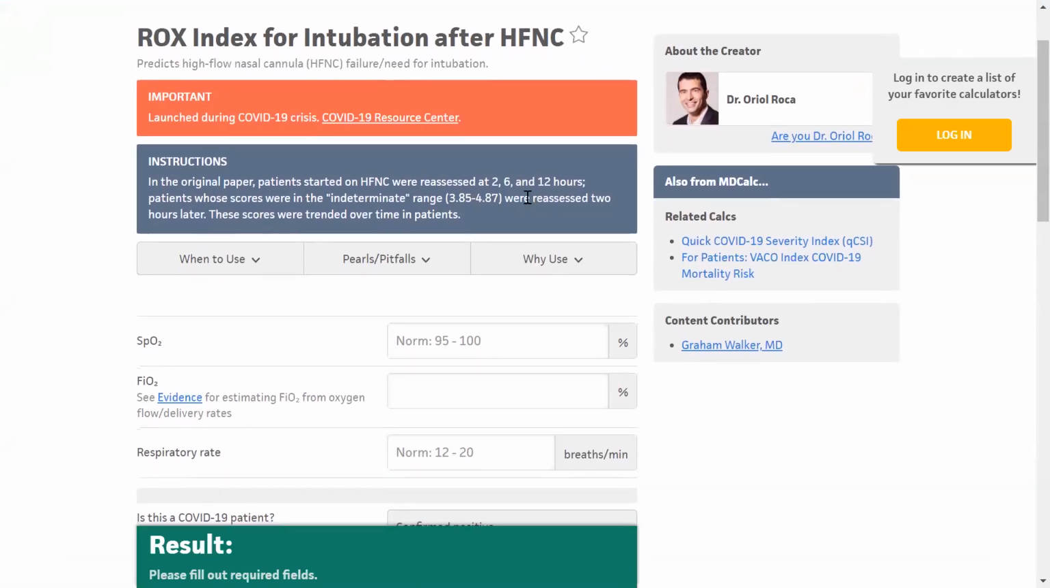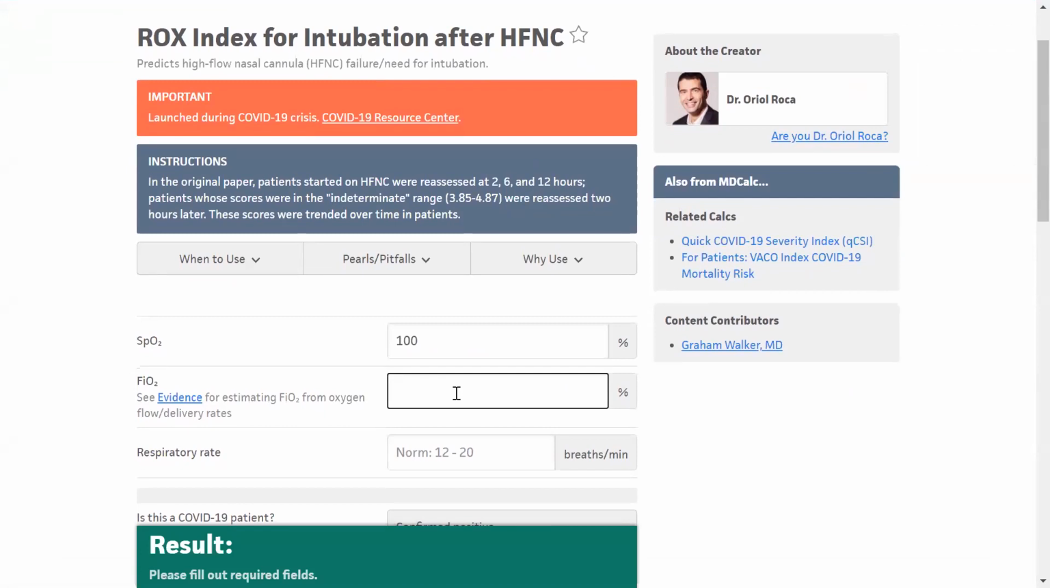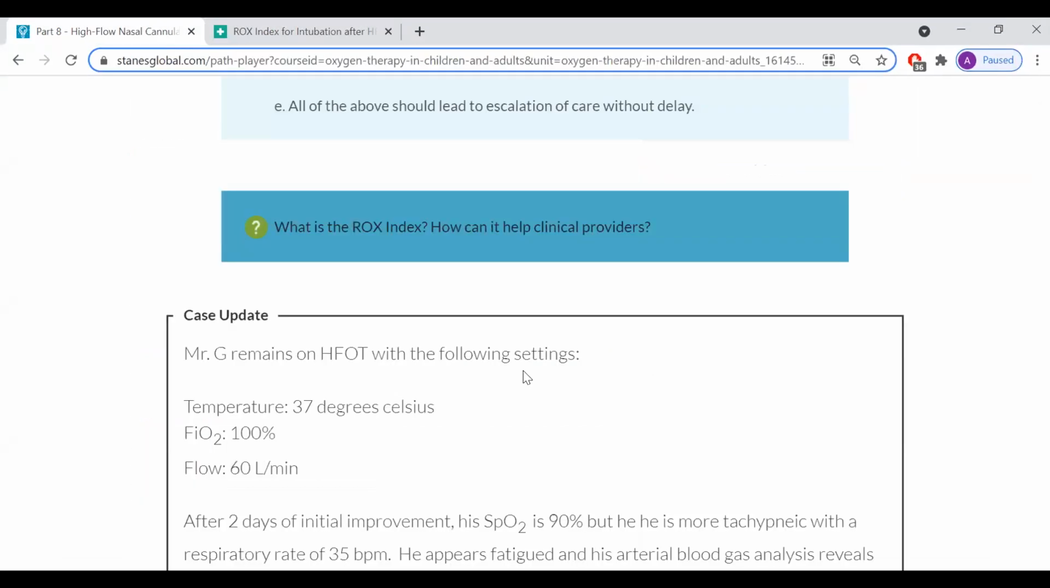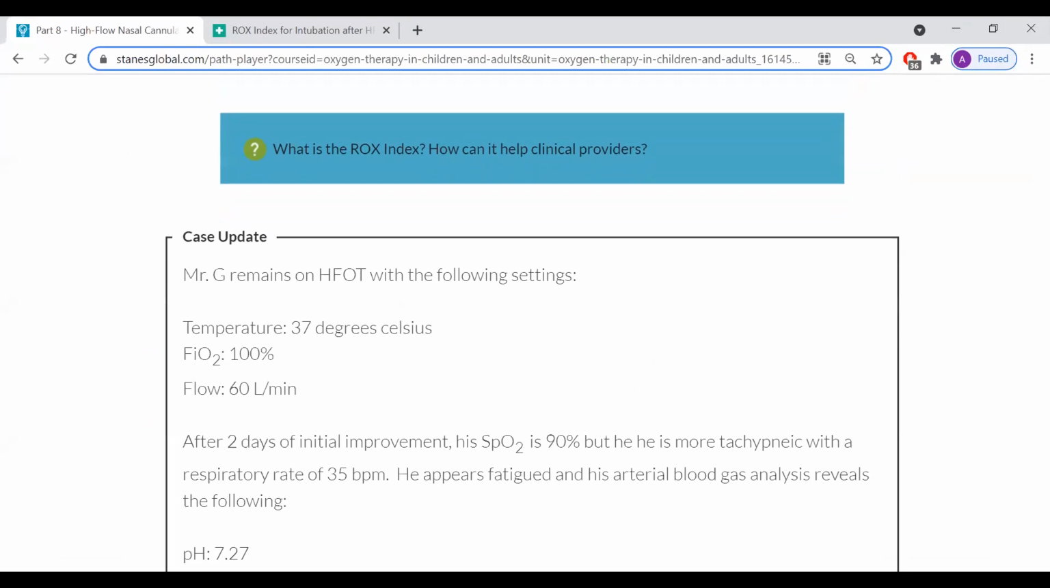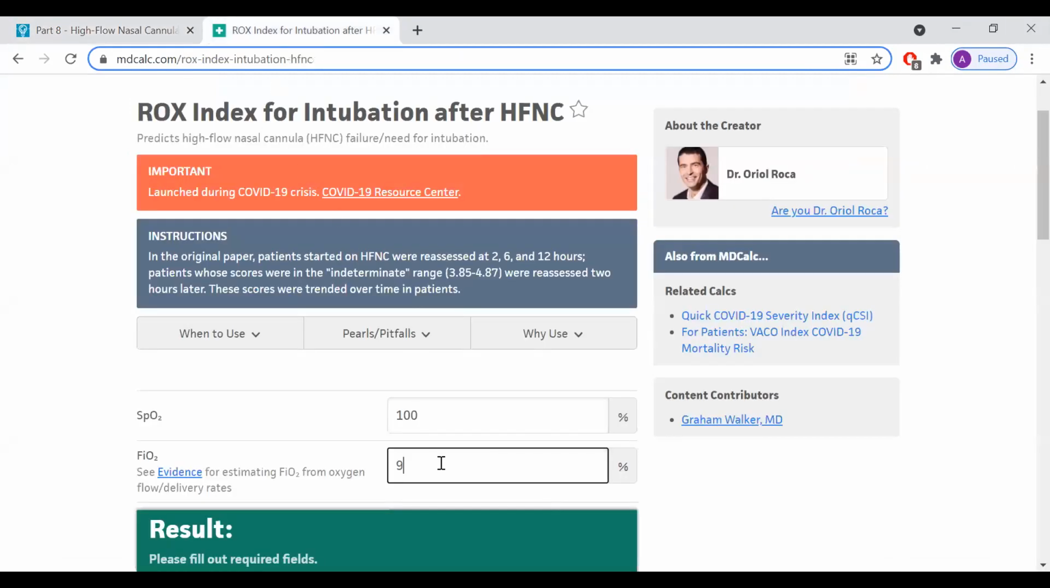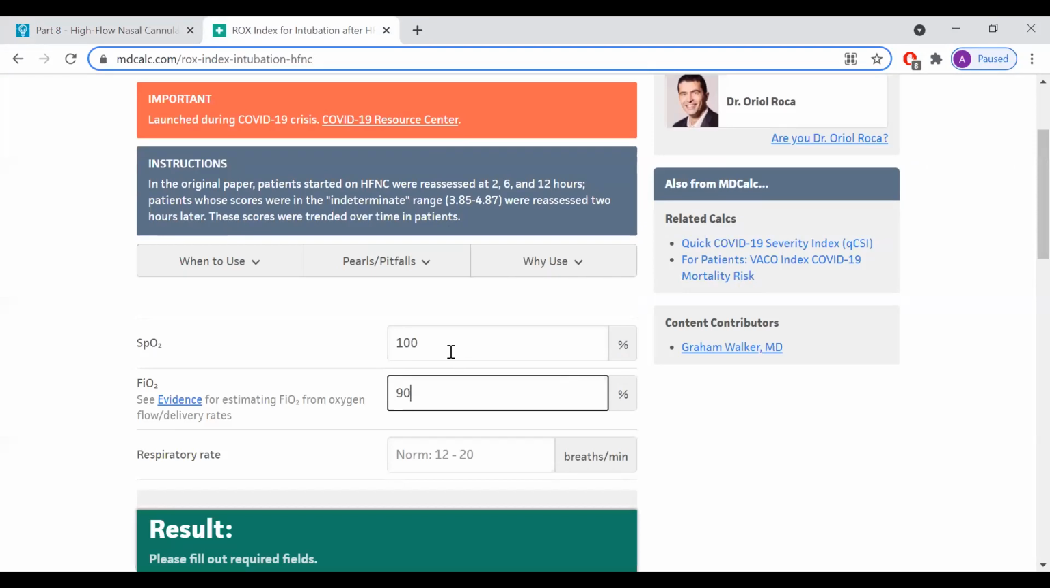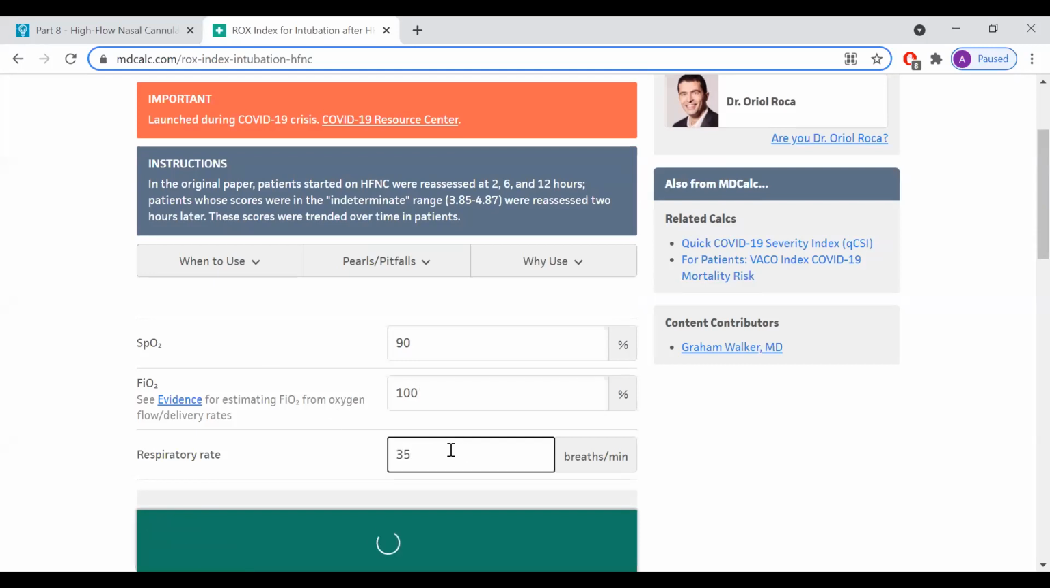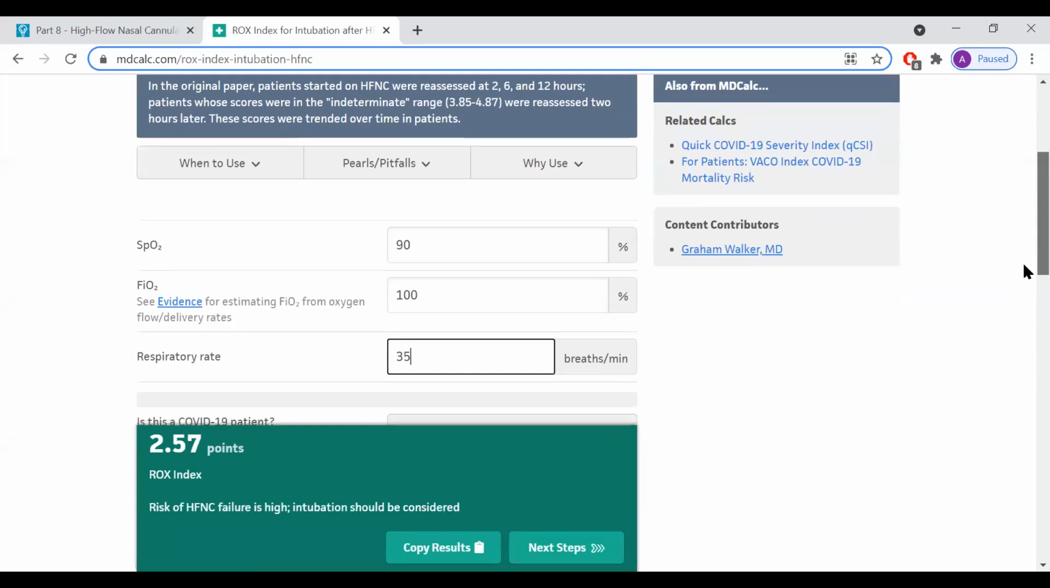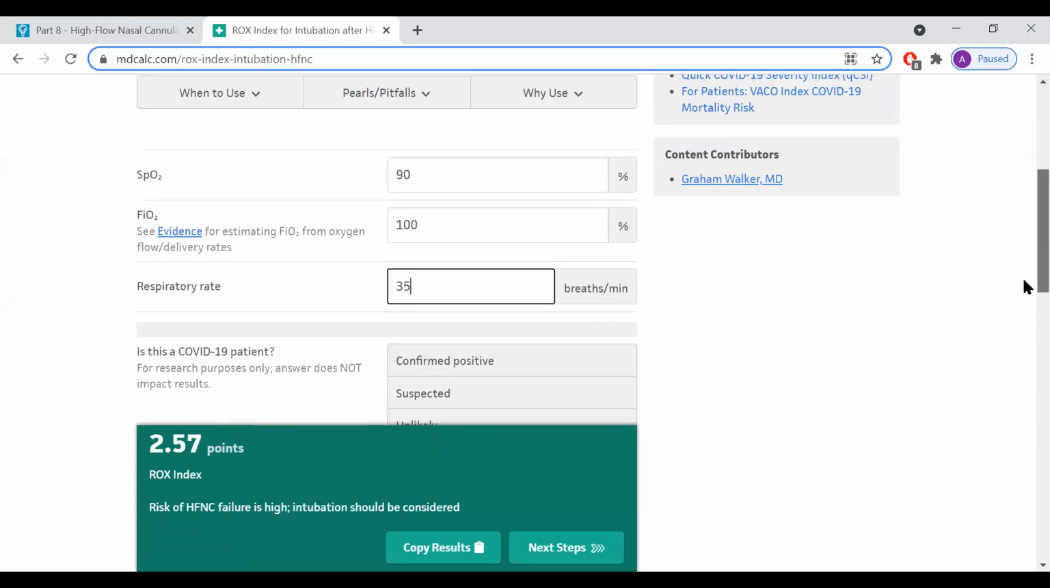So you can put 100 for SpO2. So if I would, I think you can go back. I didn't record the SpO2. Yeah, SpO2 is 90. Okay, good. Yeah, put 90 for SpO2, sorry. For the first one is 90, FiO2 is 100, and the respiratory rate is 35. So the index is 2.5.